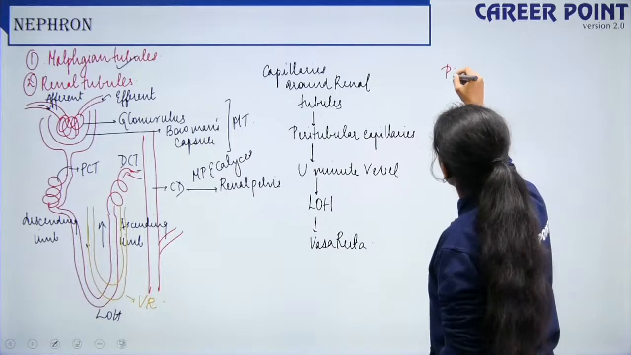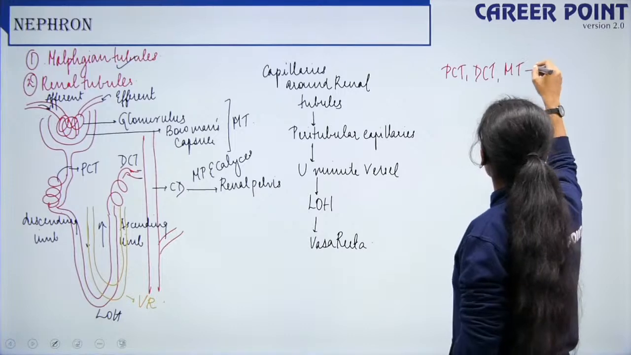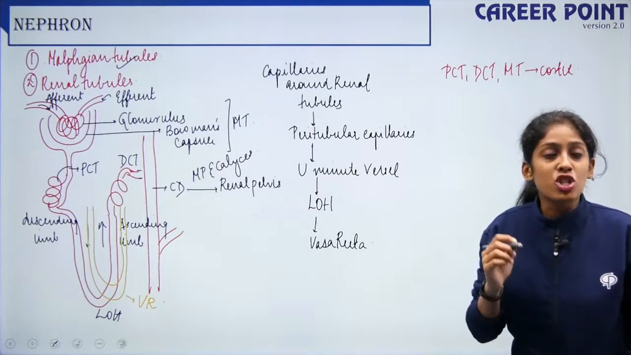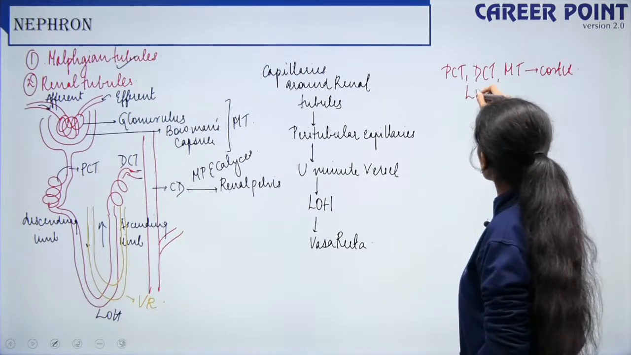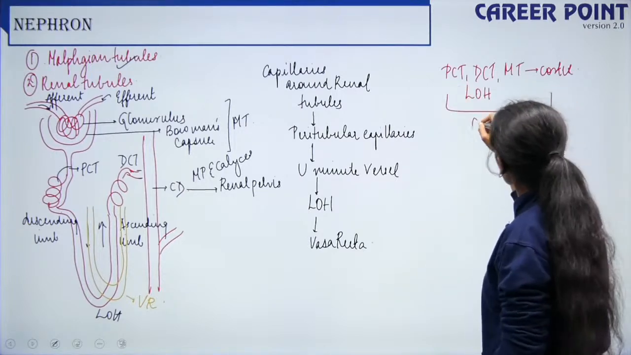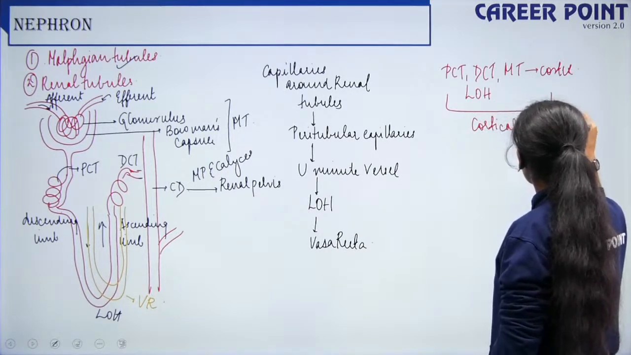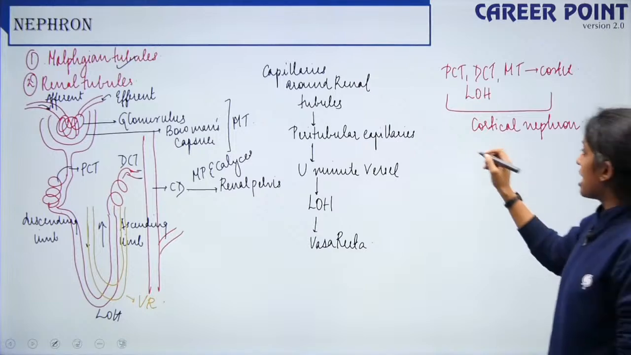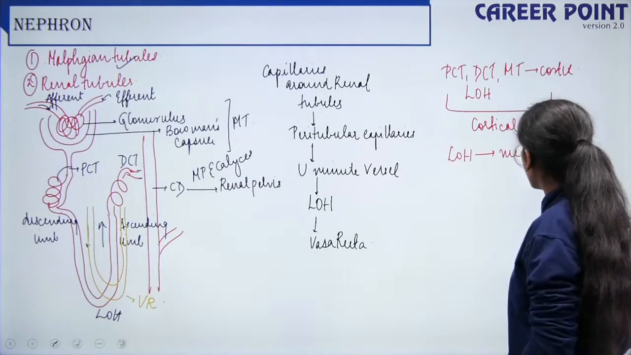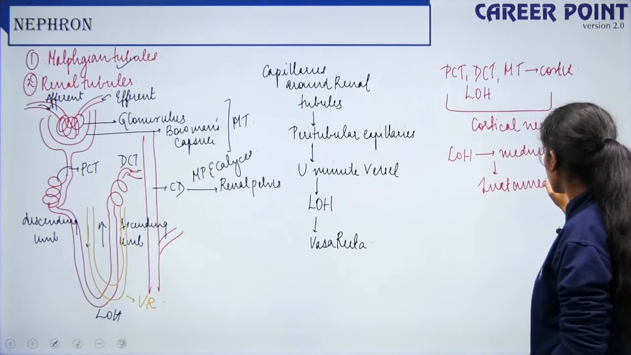Your PCT, your DCT and your Malpighian tubules lie in the cortex region of the kidney. Sometimes the loop of Henle is not very lengthy, so it also lies in the cortex region. Such a nephron is known as the cortical nephron. Sometimes the loop of Henle is long enough that it extends into the medullary region of the kidney, and such nephrons are known as juxtamedullary nephrons.